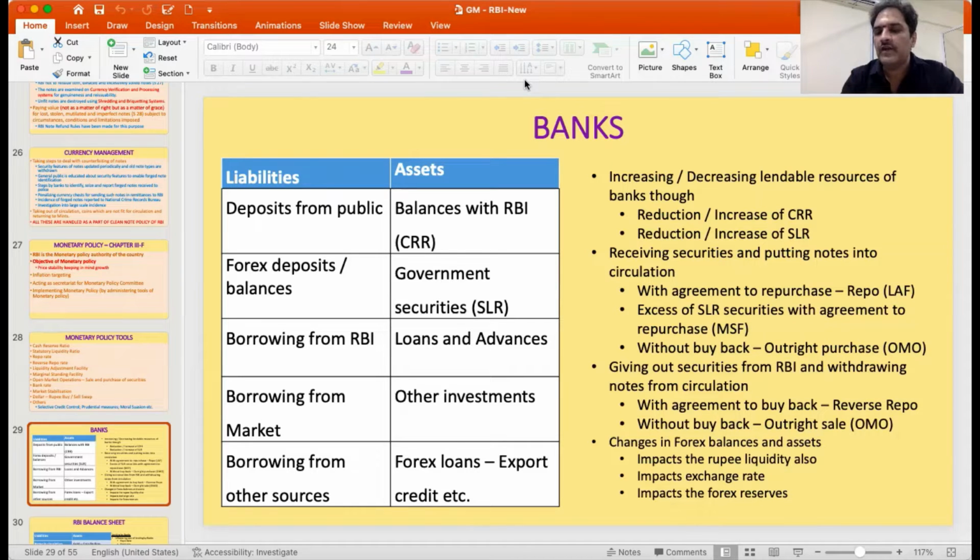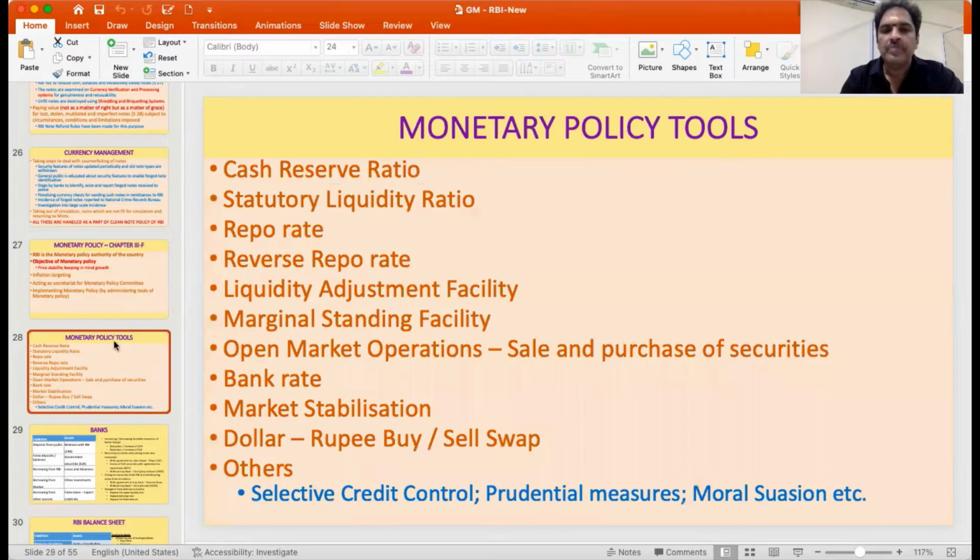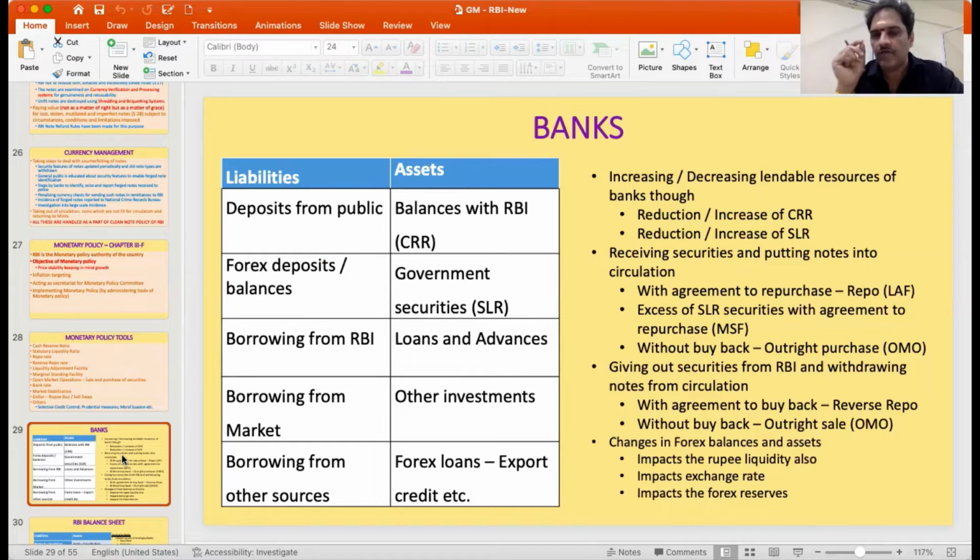RBI provides a facility which is now called the marginal standing facility. Here, against a particular percentage of the SLR securities, RBI permits them to borrow money from it on the same mechanism as a repo operates. Because you are not complying with the requirement of SLR, but you are availing of an additional facility, the rate of the marginal standing facility will be higher than the repo rate. Presently, the marginal standing facility rate is 5.15%, where the repo rate is 4.9%.